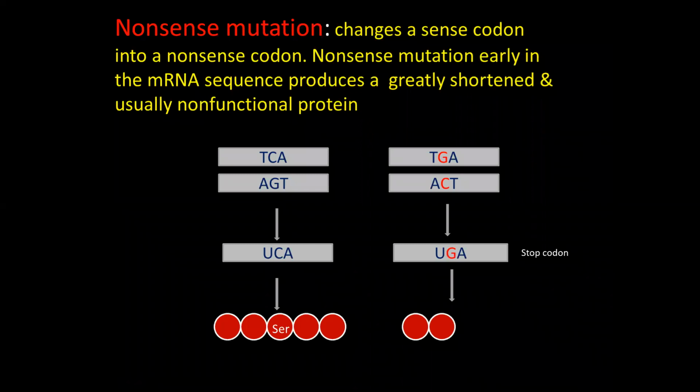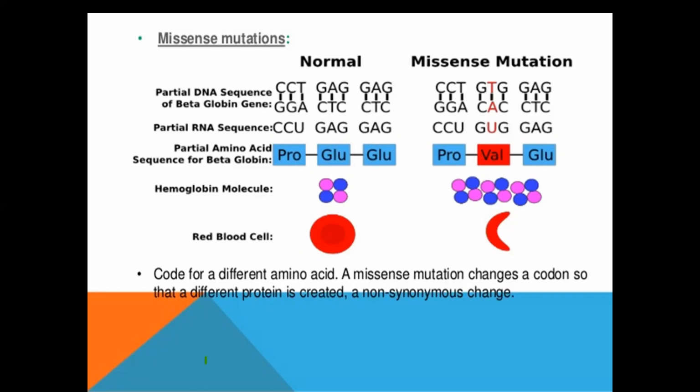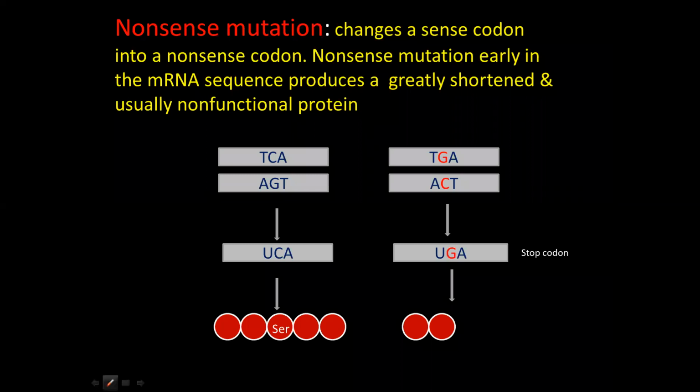Okay. So another kind of mutation is nonsense mutation. What is a nonsense mutation? It changes a sense codon into a nonsense codon. During mutation, some changes are brought about. There is base pair substitution in the gene. As you can see here, TCA changes to TGA. One of the bases is changed. So instead of CG pairing, C changes to G here.